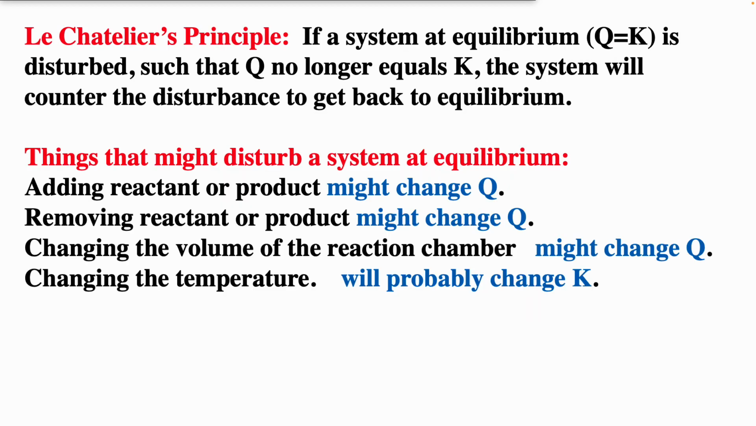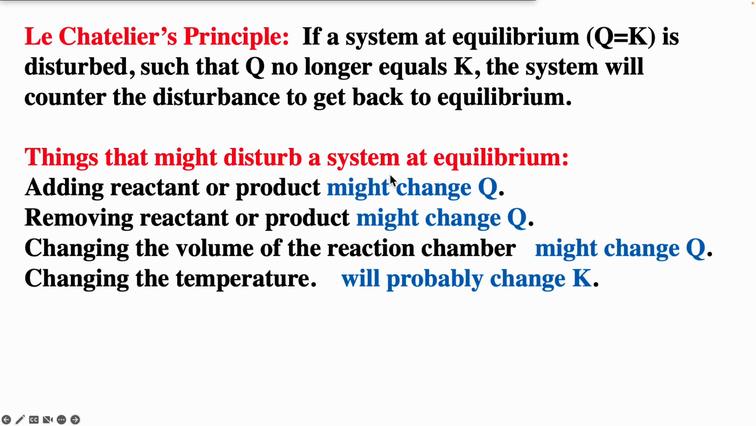Le Chatelier's principle is very helpful and very powerful. It tells you that if a system's at equilibrium and then it's disturbed such that Q no longer equals K, the system will counter that disturbance. If you think about gases, if you reduce the volume, the system will go to the side with the fewer gas particles. If you have an exothermic reaction and you raise the temperature, the higher temperature will mean more reactants.